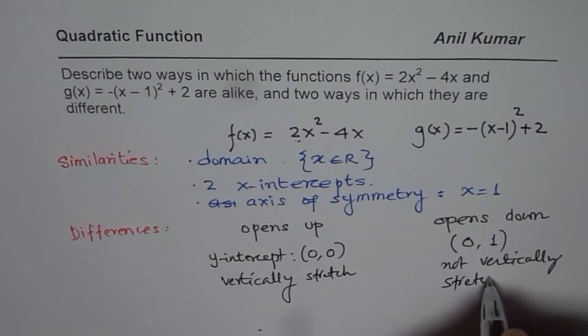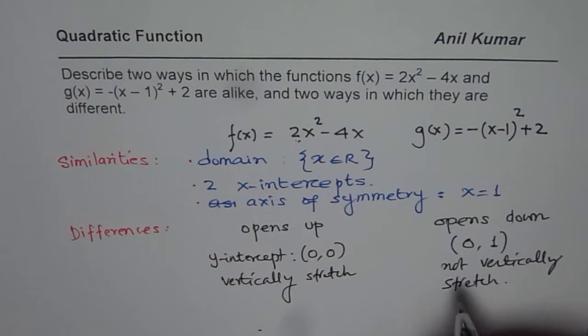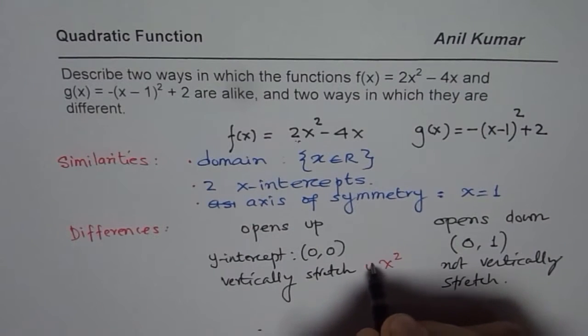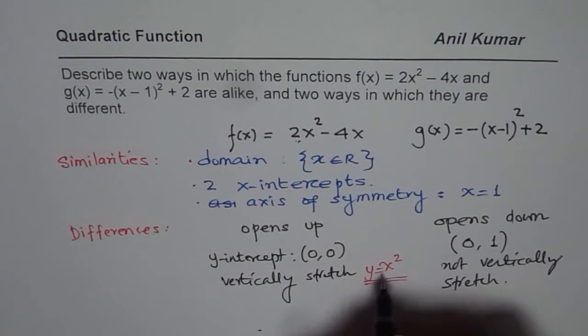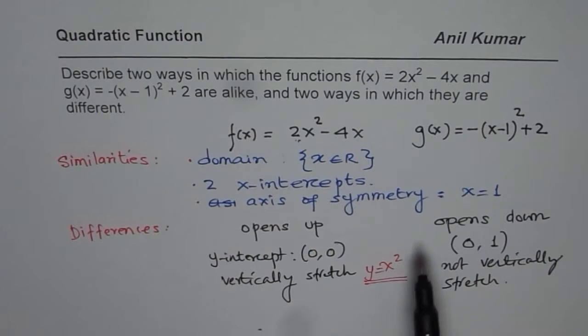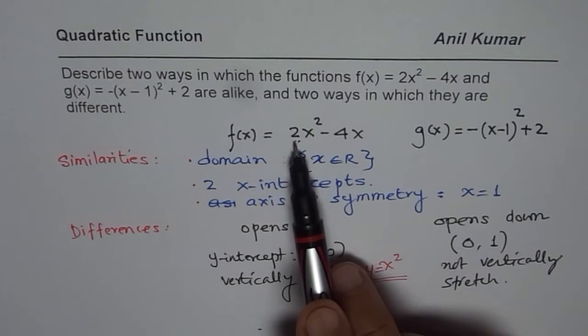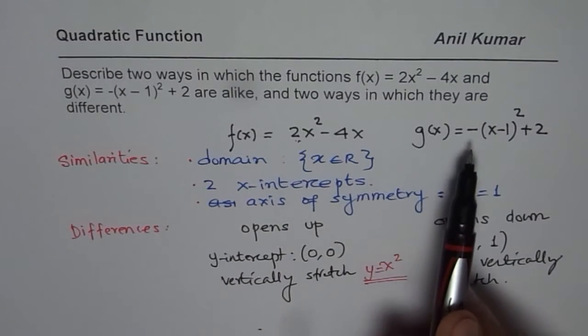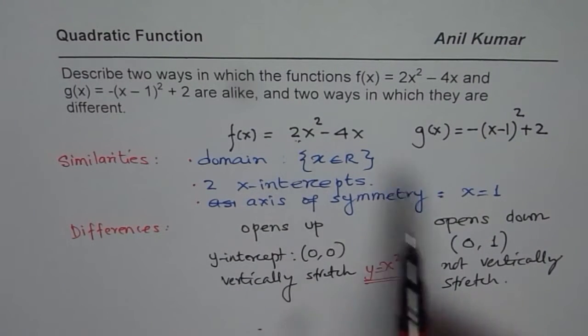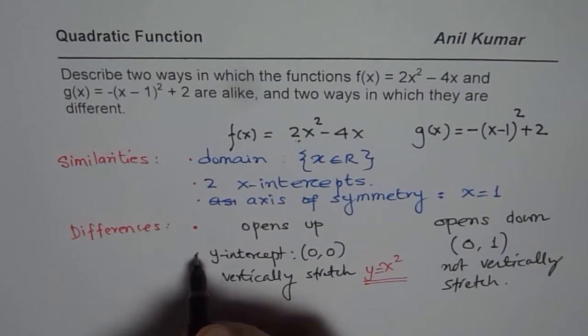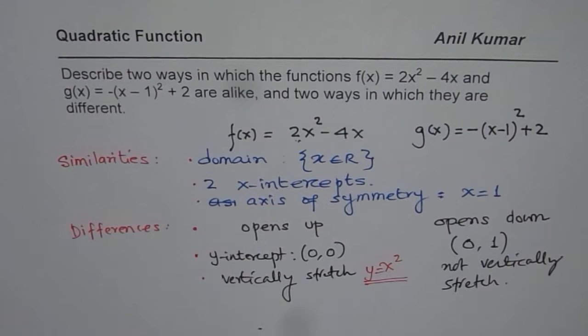We are comparing these functions with their base function y equals x squared. If you compare with y equals x squared, this function is not stretched vertically. However, this is vertically stretched by a factor of 2. But this function is reflected. This is not. So we are saying opens downwards and opens upwards, and we have already taken care of that part. So anyway, what I'm trying to say here is that you could write three differences even without doing any calculation. That's the whole idea.